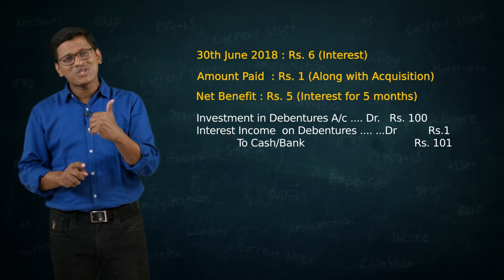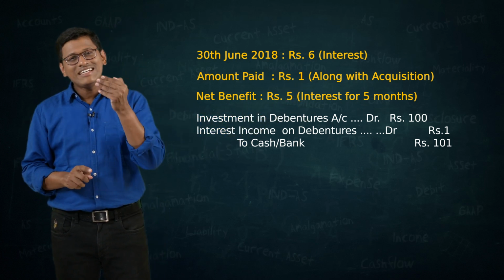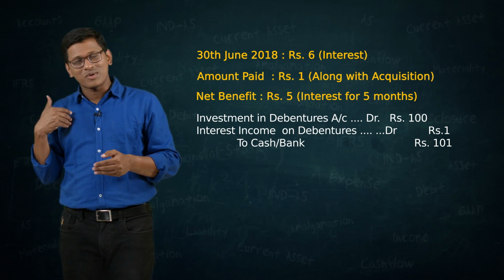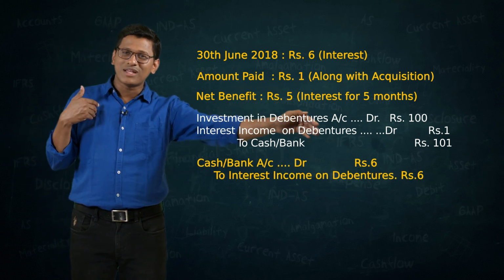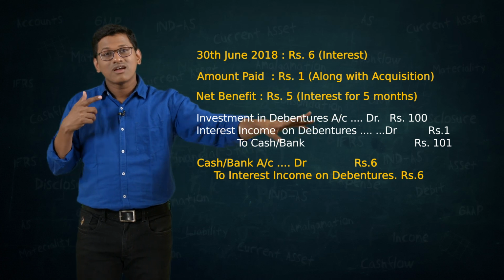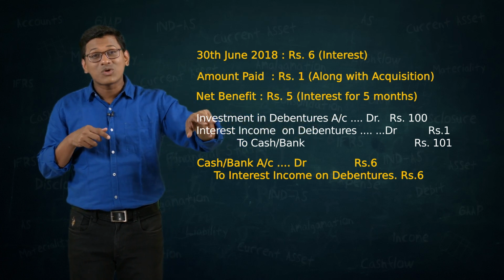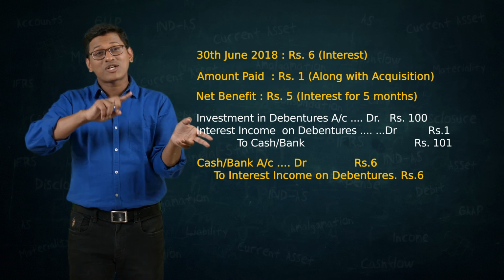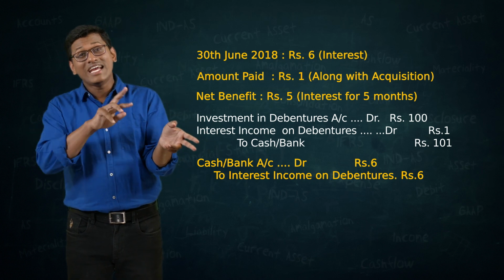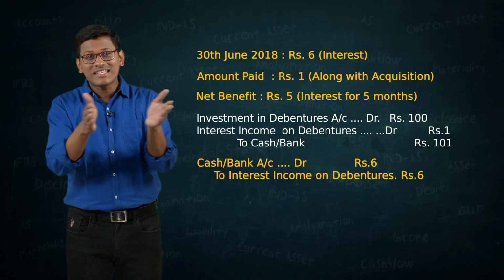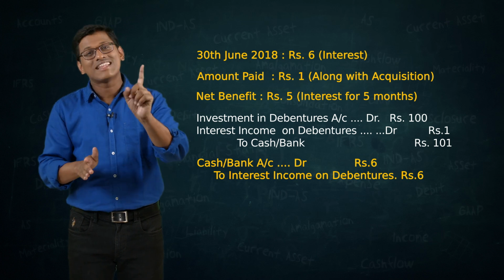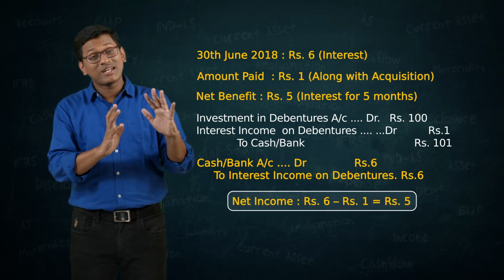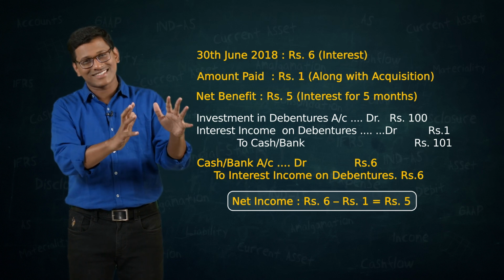Later 6 rupees you are receiving as interest income. What is the entry for that? Cash or bank account debited, to interest on debentures 6 rupees. Interest on debentures account on 30th June is getting credited with 6 rupees, but on 1st of February it was debited with 1 rupee. So what is the net amount? 5 rupees. That will go into the P&L account as income. So that is what will happen if it is debenture interest.